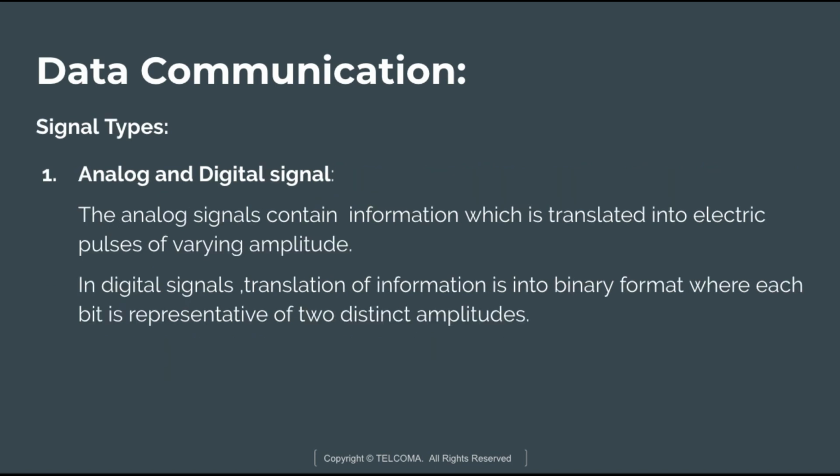Next is the type of signal. There are two types of signal, that is analog signal and digital signal. The analog signal contains information which is translated into electrical pulses of varying amplitude, whereas in digital signal the translation of information is into binary format where each bit is representing the two distinct amplitudes, that is 0 and 1.